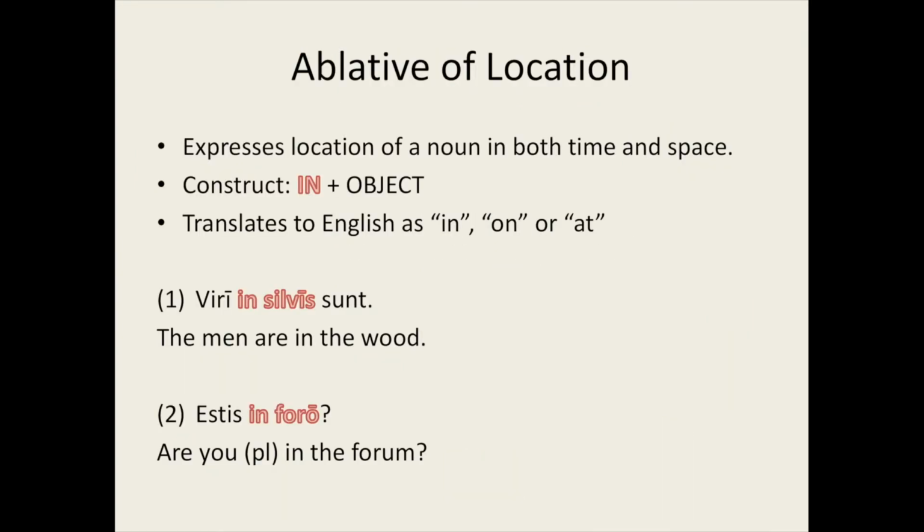The ablative of location is used to express the location of a noun either in time or space. We use the preposition in, which in English can mean in, on, or at something, followed by a noun in the ablative. Note this is different from when we use the grammatical construction in plus accusative, which indicates motion into or onto something. Here are some examples.